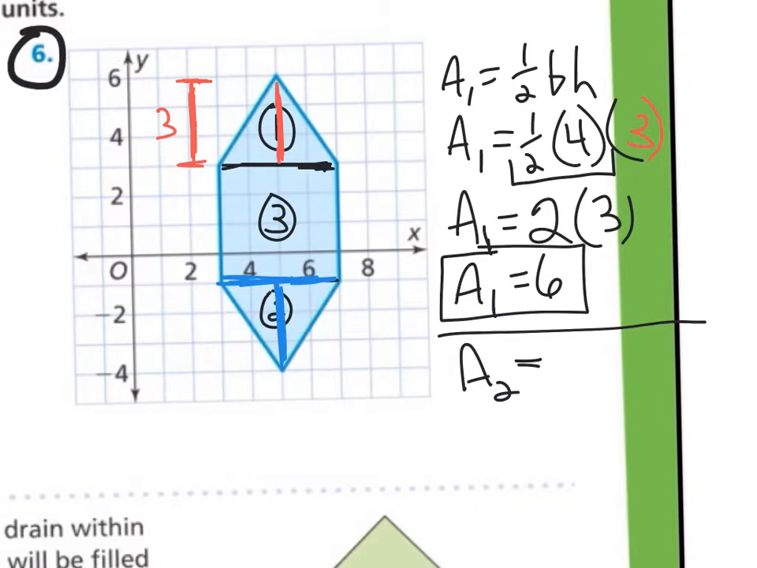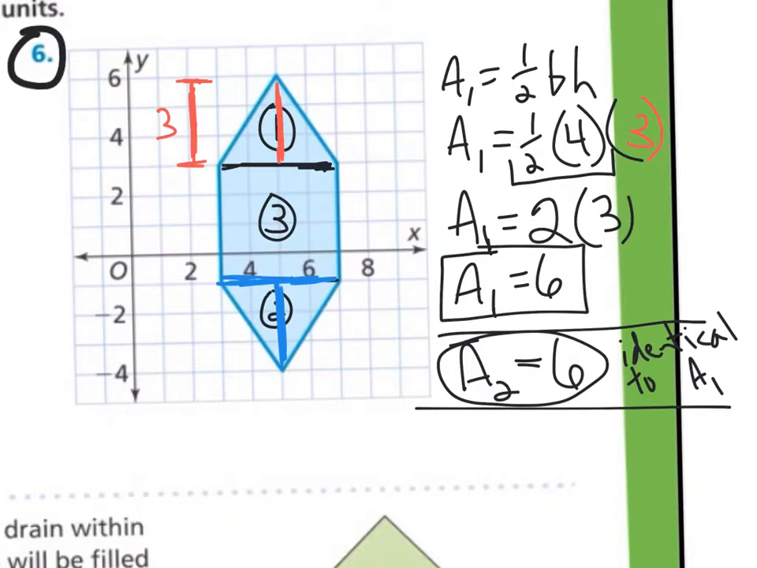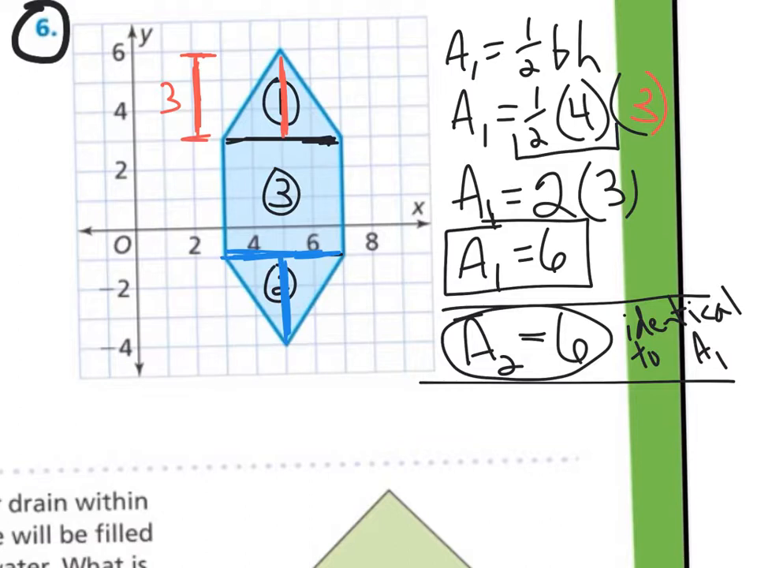Okay, if you have 2 identical figures like that, you can go ahead and just tell me the answer is 6. And then you could just maybe make a side note and say identical to area 1. Good enough. All right, and then we've got one more. We need to find area 3.